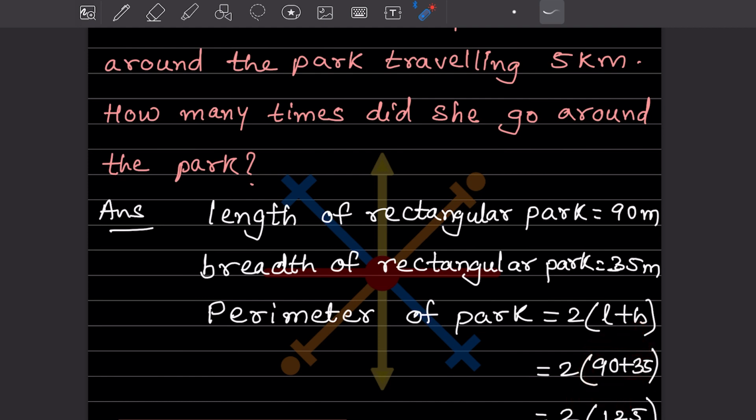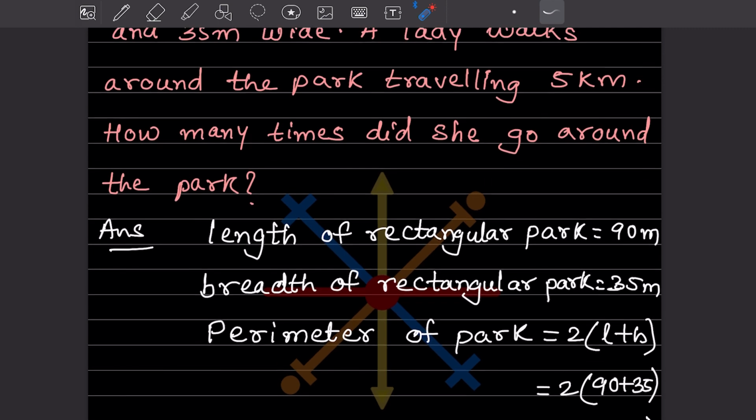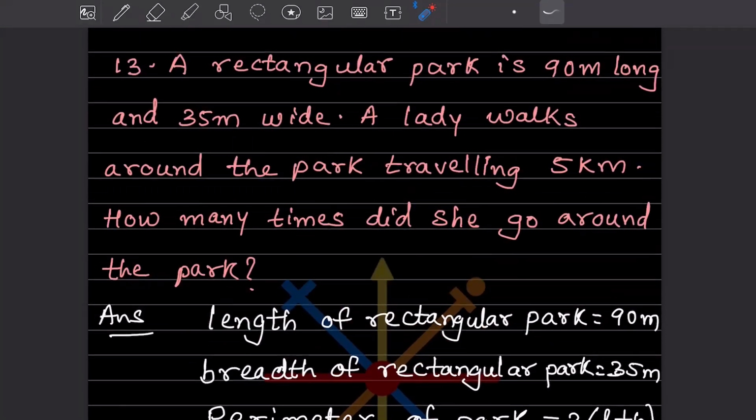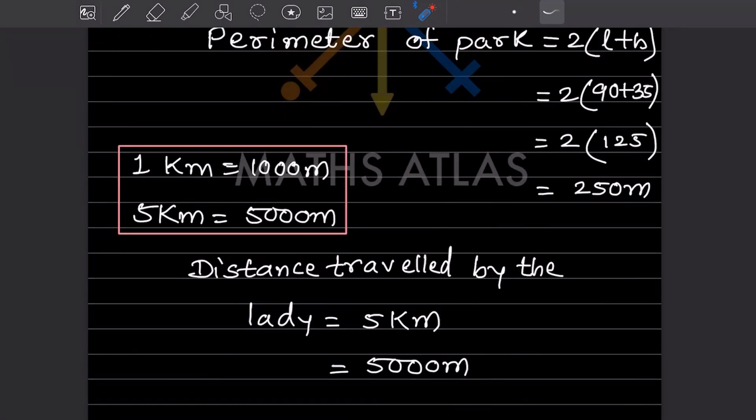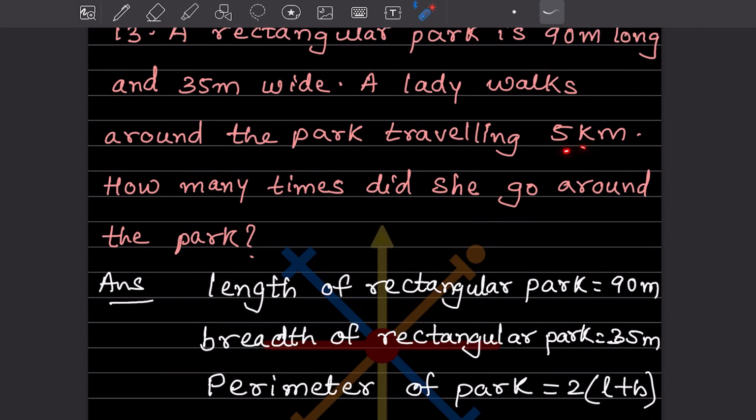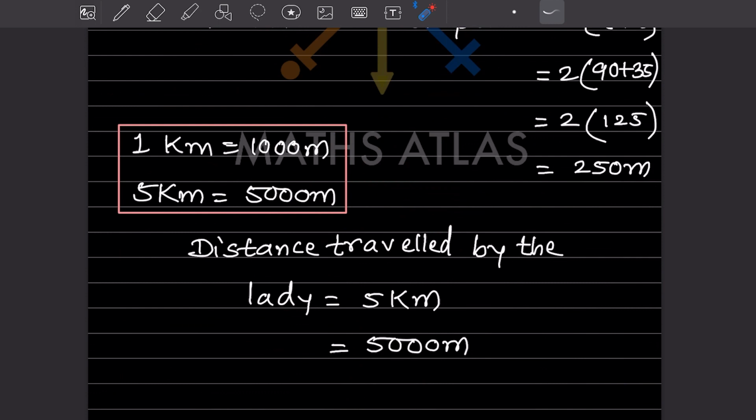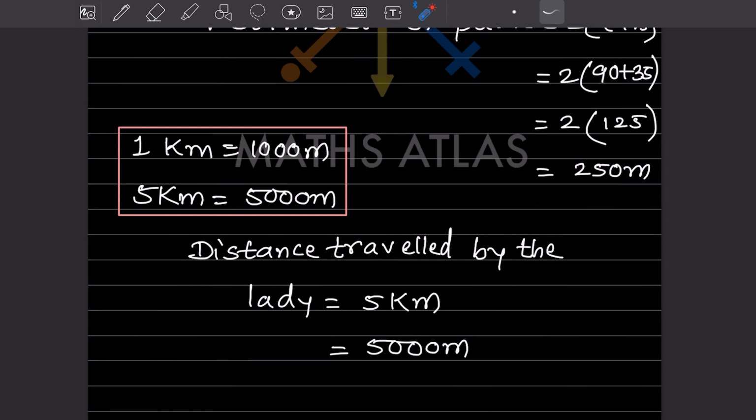Now see, this was in meter. The lady is walking 5 kilometers, and these things were given in meter. So first thing, 1 kilometer is 1000 meter. She's traveling 5 kilometers, so when you multiply this, that is going to be 5000 meter. So for the distance covered by the lady, first we have to change the unit and then do the other calculations. Hope you got this step.